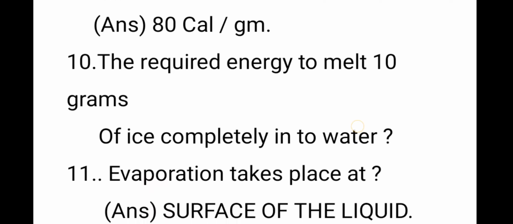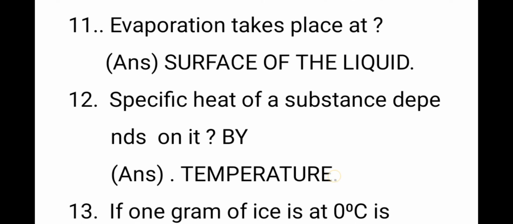Latent heat of ice is 80 calorie per gram. Next question, the required energy to melt 10 gram of ice completely into water. We have to solve the problem. Evaporation takes place at the surface of the liquid. It means the evaporation process takes place at the surface only.